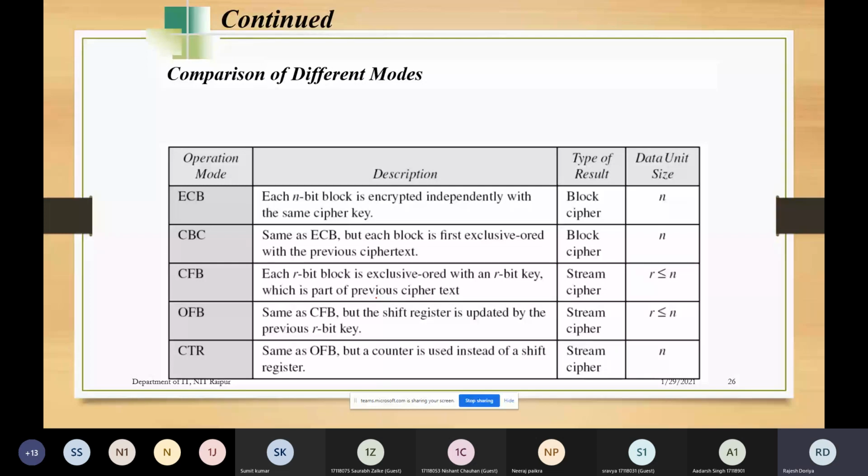This is a comprehensive table which denotes the comparison between the different modes. Okay, so over here we can see which one of them can be used as a block cipher, and which one of them can be used as a stream cipher. So some description has been given in a summarized way. Any problem? No, sir. Okay.